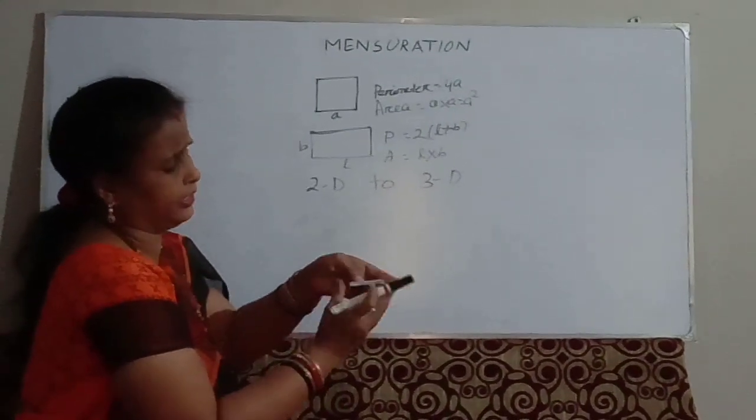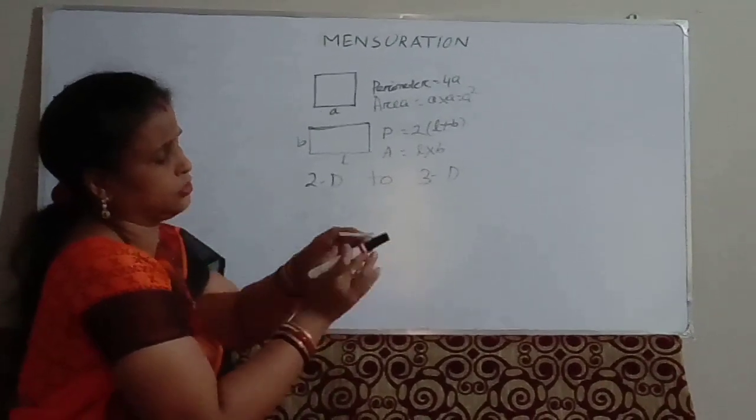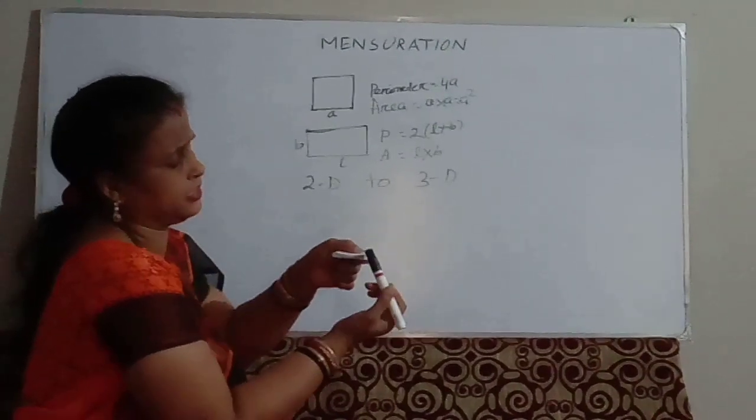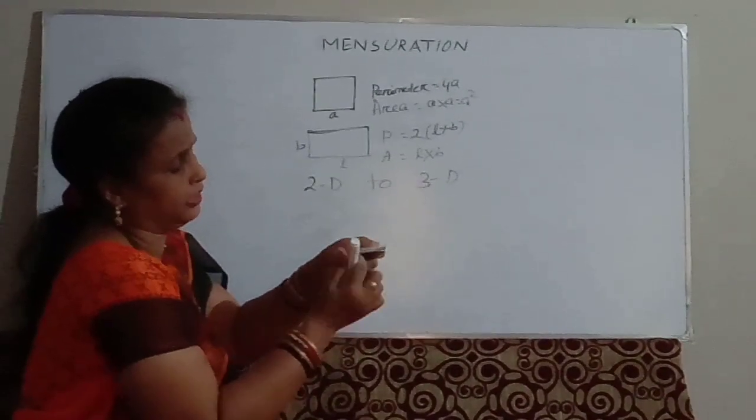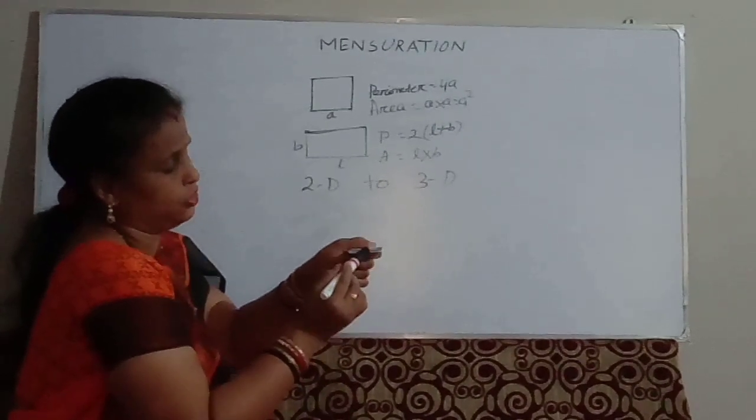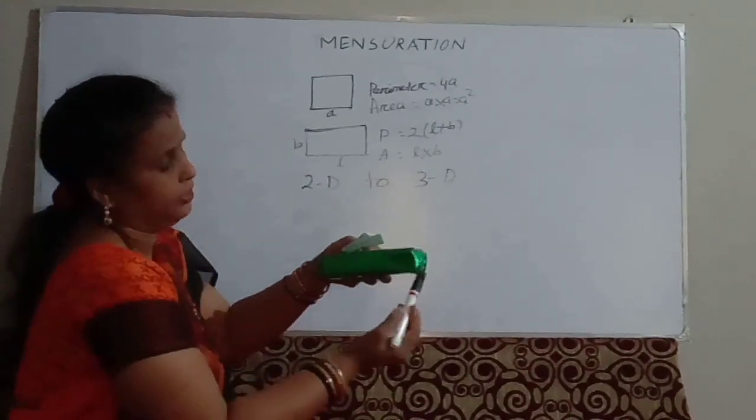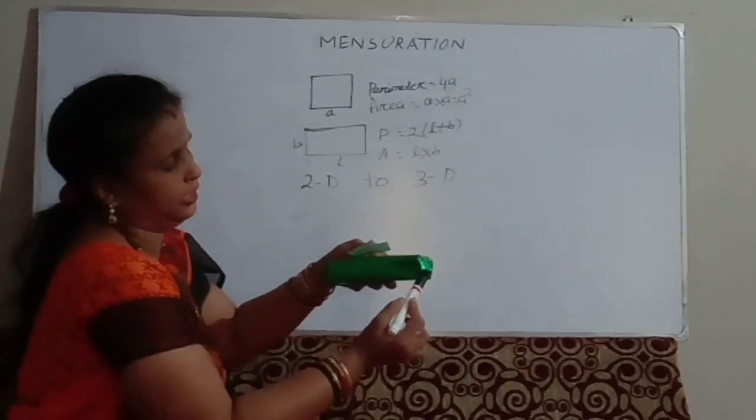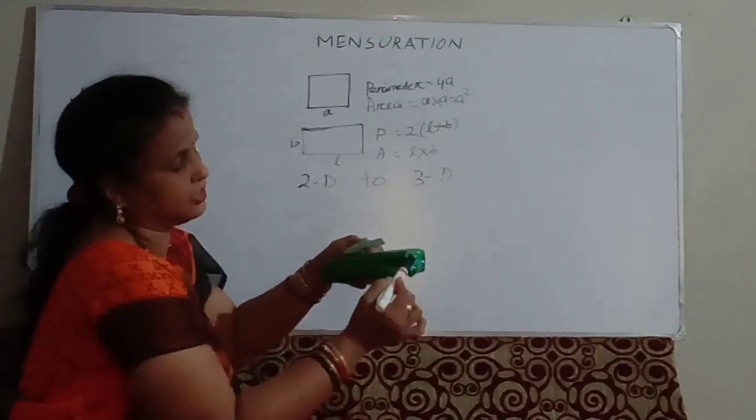It looks like a solid shape. You can see this looks like a solid shape, whereas this is B, this is L, and this part is known as H. So here you can see one example, a cuboid shape. This is L, this is B, and this is H.